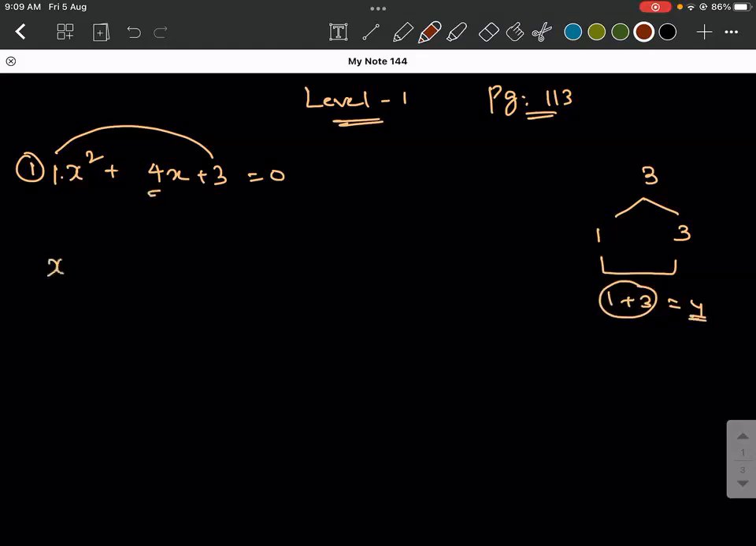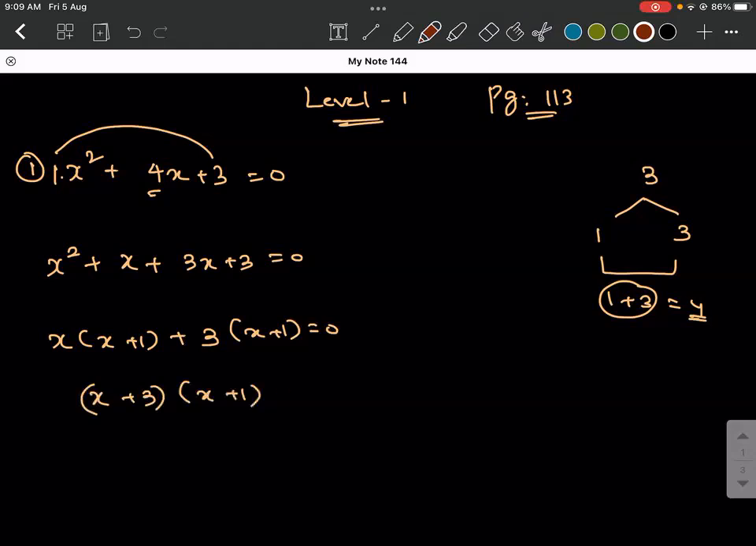Is that right? So you can write x square plus x plus 3x plus 3 is equal to 0. So x into x plus 1 plus 3 into x plus 1 is equal to 0. So x plus 3 into x plus 1 is equal to 0, which implies x is equal to -1 or -3. So you wrote it as 1 comma 3 because x minus 1 into x minus 3 is 0. First of all, it is not x minus 1 into x minus 3. It is x plus 1 into x plus 3. It is plus 3x plus 1x. Okay.